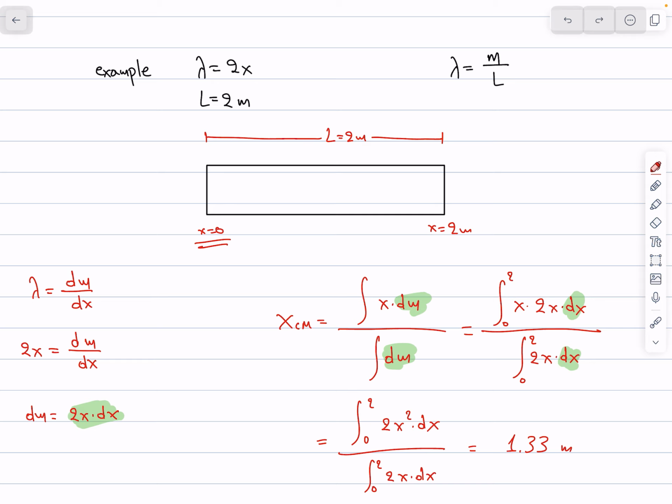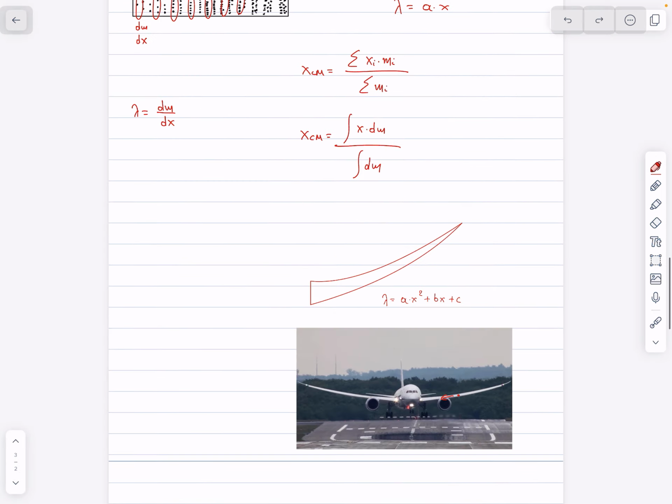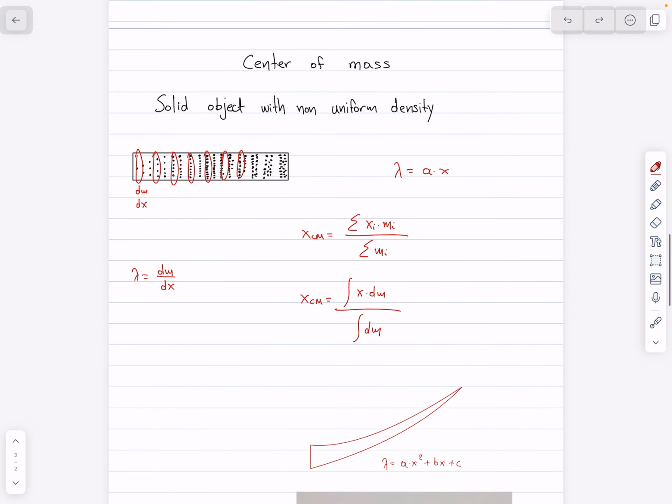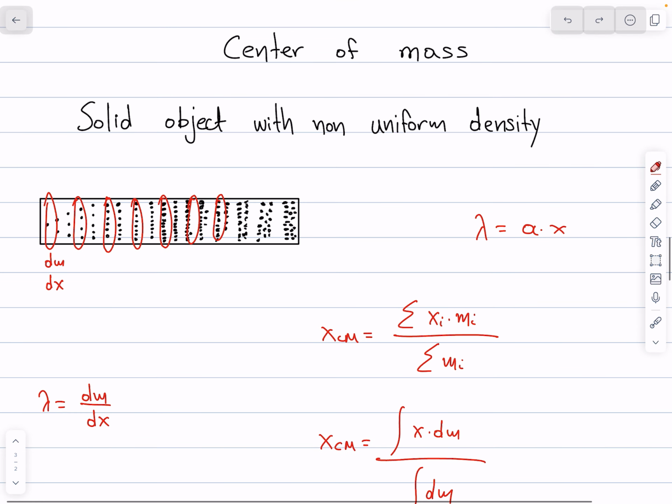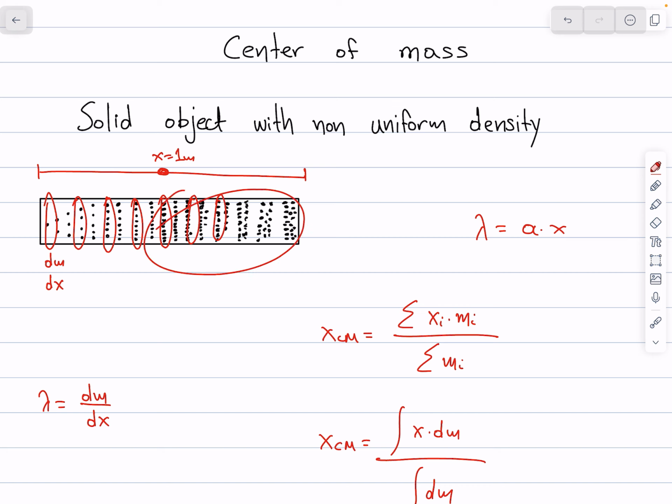which makes sense because the density of the object increases as we move to the right, and we saw a representation of this earlier. If the density was uniform, then the center of mass would be exactly in the middle. It would be at position 1 meter, 1 out of 2 meters. But because the density of the mass increases with the position x, it makes sense that more mass is found on the right side of the object. So the final center of mass is not exactly at 1 meter, it is at 1.33 meters.